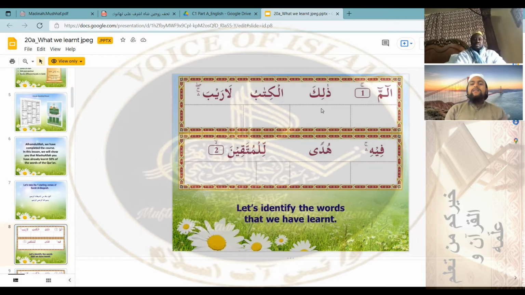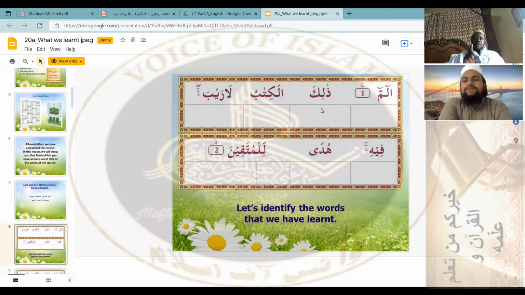Yeah, Zalika means not this. In fact, Zalika has another meaning. Zalika means that. Hada, this. Zalika, that. Ulaika, those. And haulai, these. Tilka, she, means that, for a girl. And hazihi means this, feminine gender. And ulaika and haulai are the same.